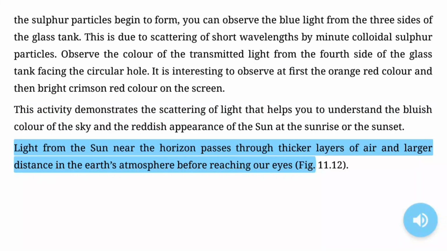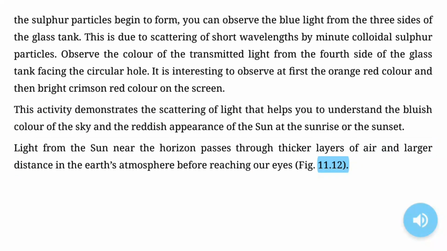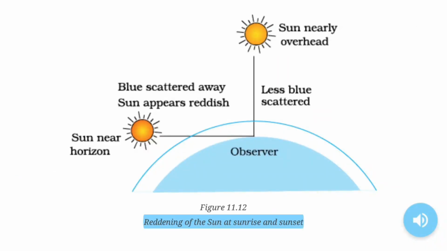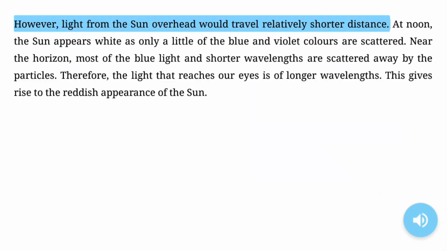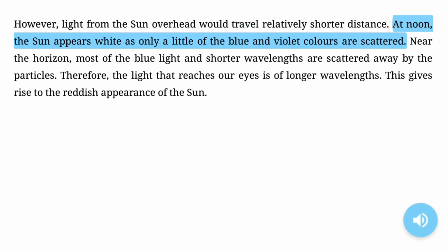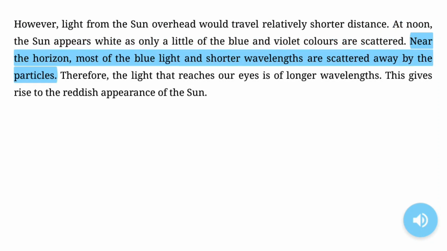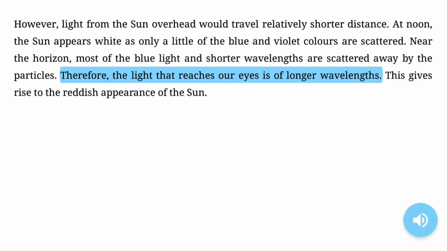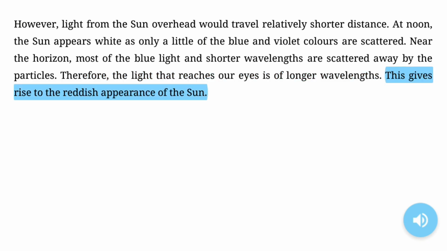Light from the sun near the horizon passes through thicker layers of air and larger distance in the Earth's atmosphere before reaching our eyes. Figure 11.12. Reddening of the sun at sunrise and sunset. However, light from the sun overhead would travel relatively shorter distance. At noon, the sun appears white as only a little of the blue and violet colors are scattered. Near the horizon, most of the blue light and shorter wavelengths are scattered away by the particles. Therefore, the light that reaches our eyes is of longer wavelengths. This gives rise to the reddish appearance of the sun.